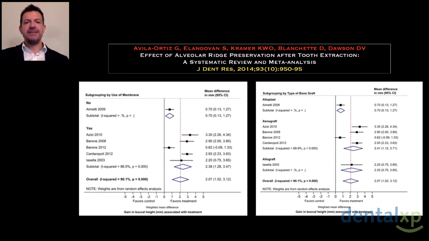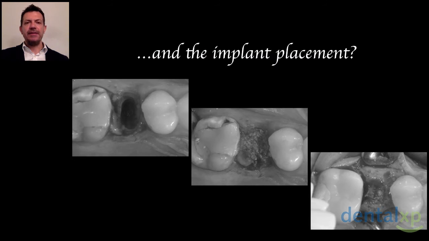And we can see here that the study that we published in 2012 really gave good outcomes, more than what we can have on average with ridge preservation using the membrane. In the subgroup by type of bone graft, we can see that the xenograft performs very well, because usually xenografts are biomaterials with a slow resorption rate, so they are able to maintain the volume.